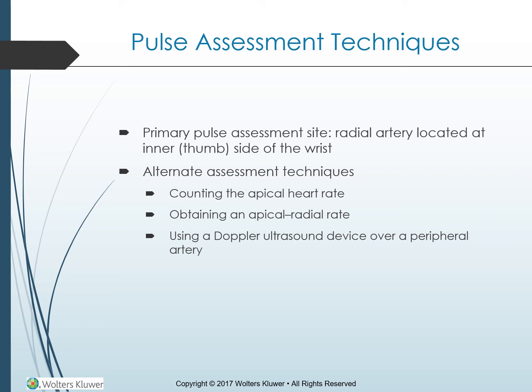When arterial flow is compromised, you can hear it. Other pulse sites, in addition to the radial, would be the temporal, the carotid, the brachial, the apical, the radial, the ulnar, the femoral, the popliteal, the dorsalis pedis, and the posterior tibialis.